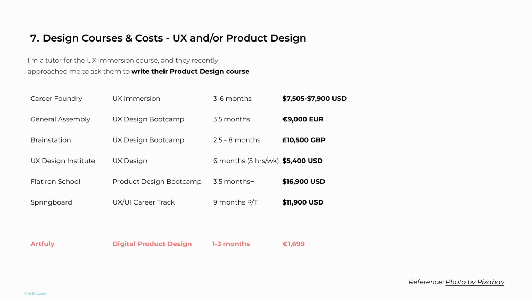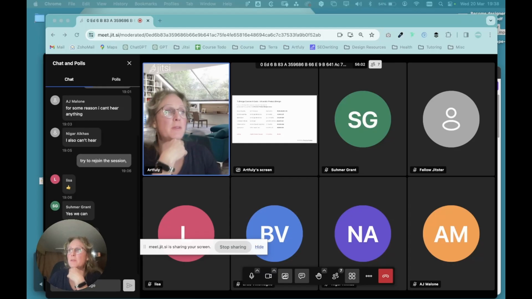UX Design Institute, 5,400. Flatiron School, 16,900. Springboard, 11,900. I am offering a very similar course, essentially the same content, for 1,699. It's worth noting as well that Career Foundry did approach me and ask me to write their product design course, but I decided to actually just write my own.